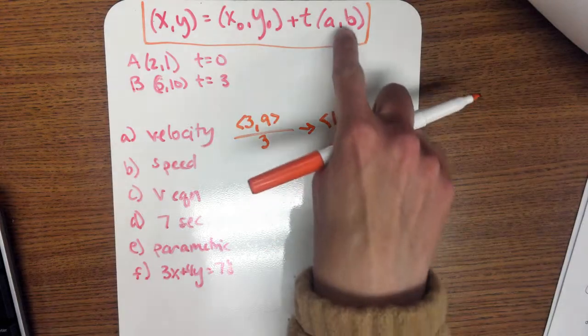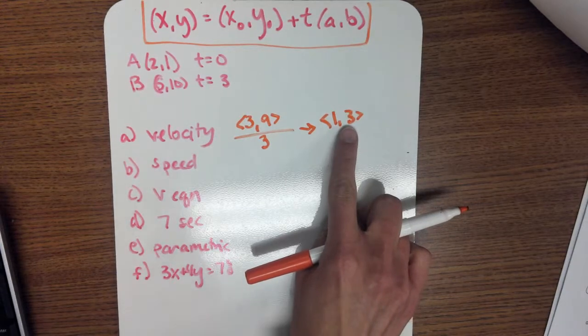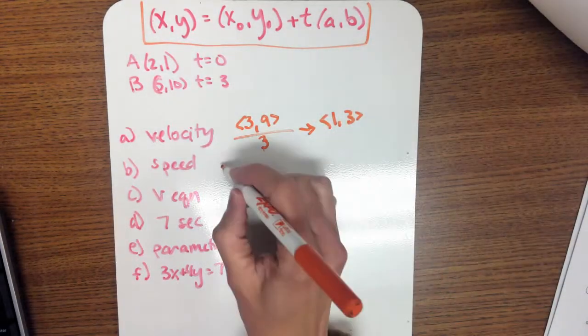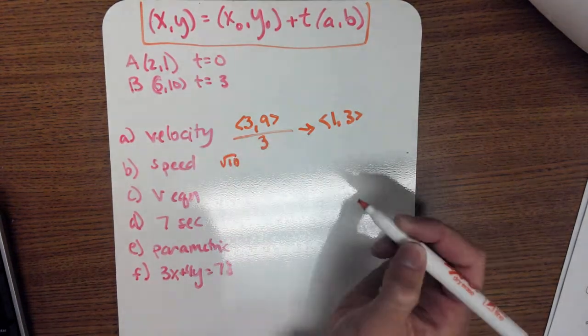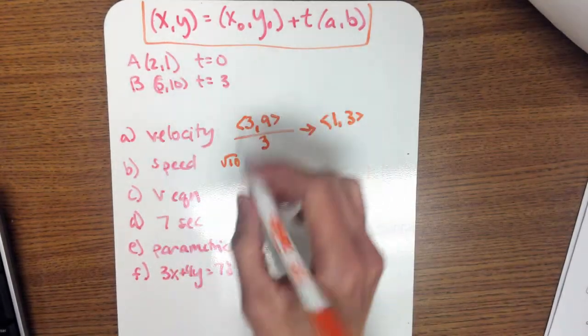That's the velocity of this particle. That's also A and B. Think of it like our component vector. The speed is just the magnitude of this vector. It's that hypotenuse. Think of it that way. So a squared plus b squared, the speed is just radical 10. You could do a decimal if you would prefer. And then the vector equation is just plugging things in.